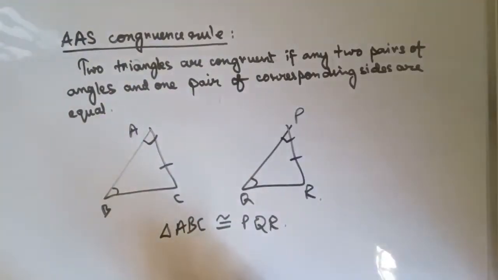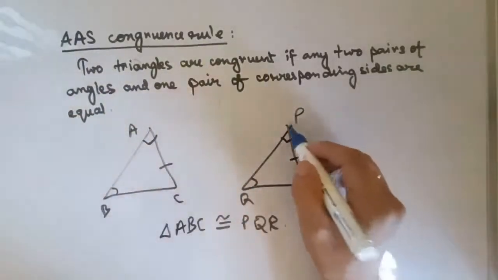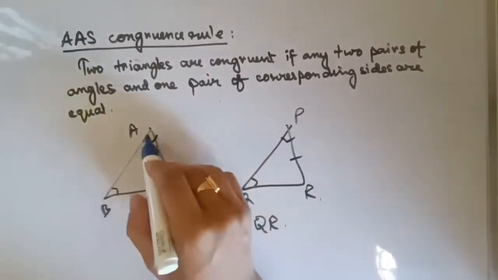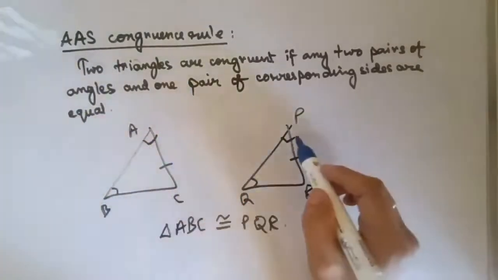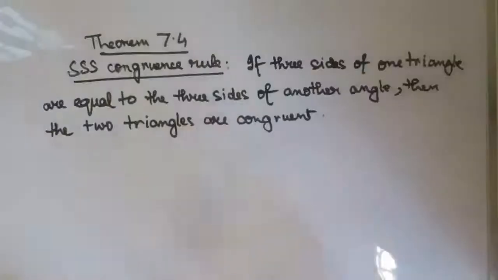In this rule, the corresponding equal sides, side AC and side PR, are not included between the corresponding equal pairs of angles. There is angle A, angle B, and for triangle PQR, angle P and angle Q.